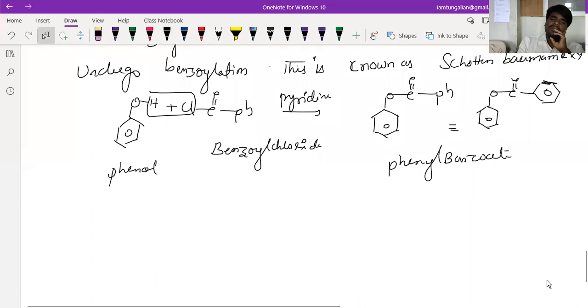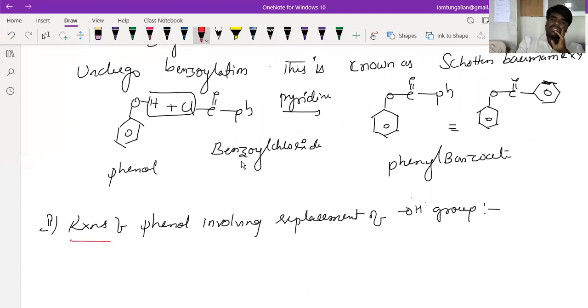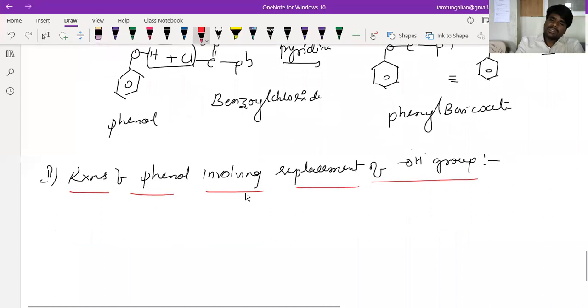Okay, these are all the reactions due to the breakaway of the OH bond. Now, reactions of phenol involving a replacement of the OH group, beta. So this is the second type of reaction, in which the replacement of the OH group takes place.